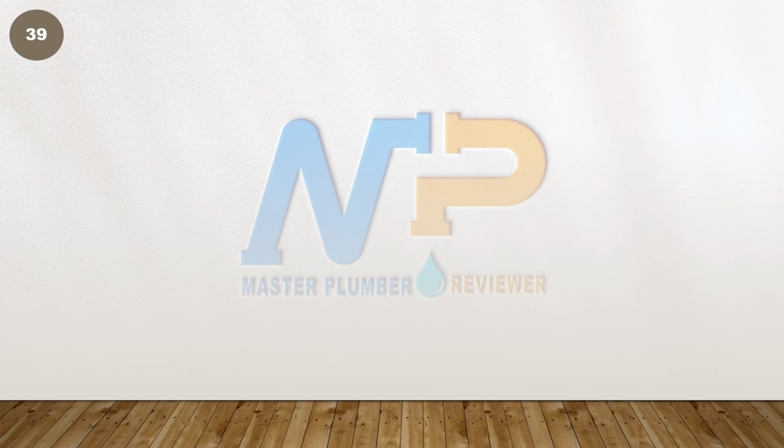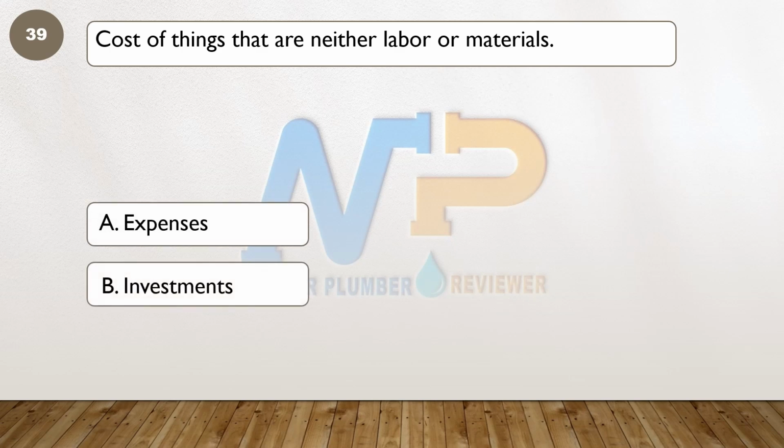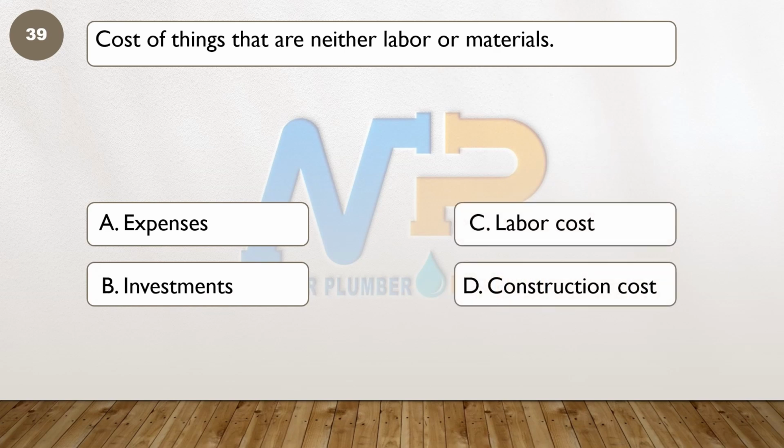Number 39. Cost of things that are neither labor or materials. A. Expenses. B. Investments. C. Labor cost. D. Construction cost. The answer. It's A. Expenses.